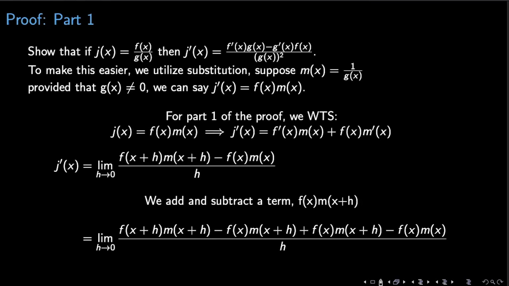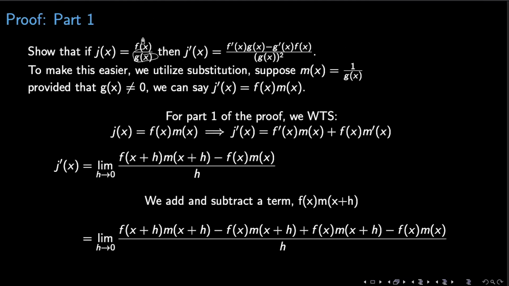Now on part 1 of the proof, we want to show that if we have a function j of x equal to f of x over g of x, then j prime of x is basically f prime of x times g of x minus g prime of x times f of x all over g of x quantity squared. Now to make this easier, we will use substitution, and our approach here is to treat g of x as a substituted function in product form.